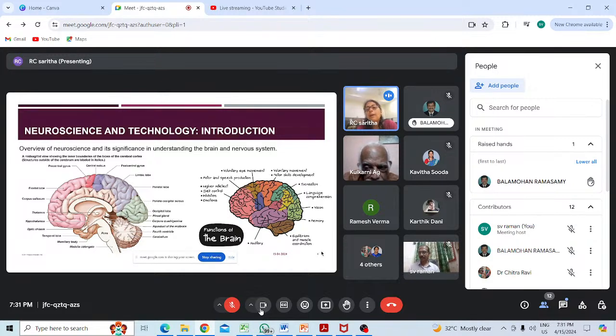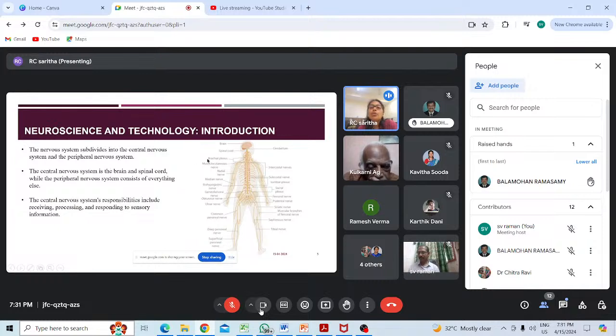Now our brain is connected to our nervous system. This is one of the parts. Our nervous system subdivides into two: one is the central nervous system, and another one is the peripheral nervous system. The central nervous system has both the brain and spinal cord, whereas the peripheral nervous system consists of everything else other than the brain and spinal cord. The central nervous system is responsible for receiving, processing, and responding to our sensory information. But if any nerve under it is not functioning properly, or is suffering, definitely the brain can recognize it.